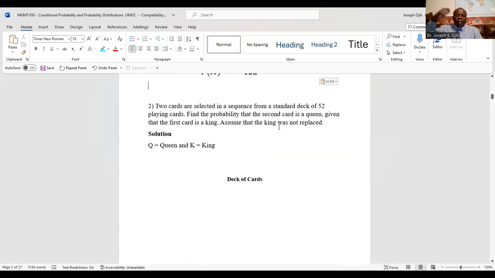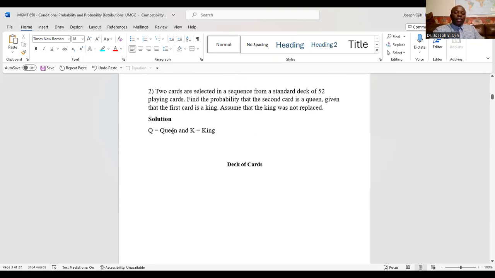if you select two cards, you select one card, then before you select the second card. Suppose that is what happened in a fair game. It says find the probability that the second card is a queen, given that the first card is a king. Assume that the king was not replaced, or that the card was not replaced. They put it that way.